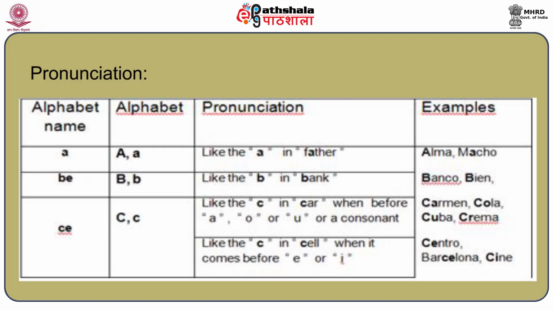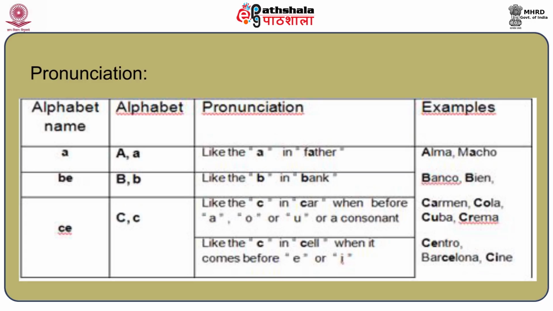Examples: alma or macho. Second one is B, that is B is pronounced as B as in bank. So banco, bien. Then the C: the pronunciation of this C can change. When it comes before A or O or U, before these three vowels, it will be pronounced like ka. So CA will be ka, CO will be ko, and CU will be ku. For example, Carmen, cola, Cuba, y crema.